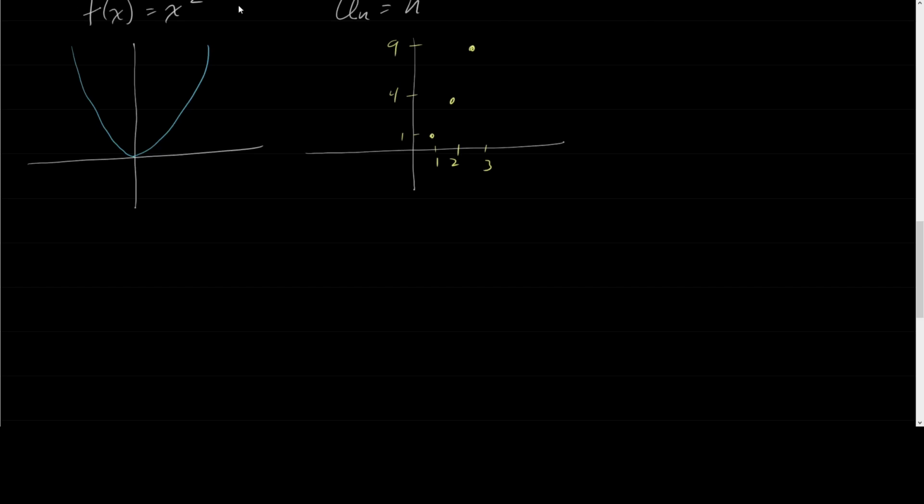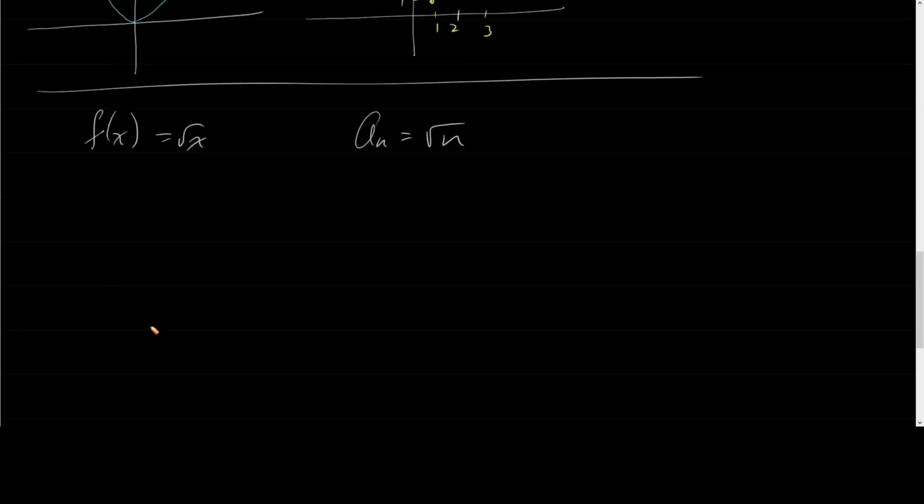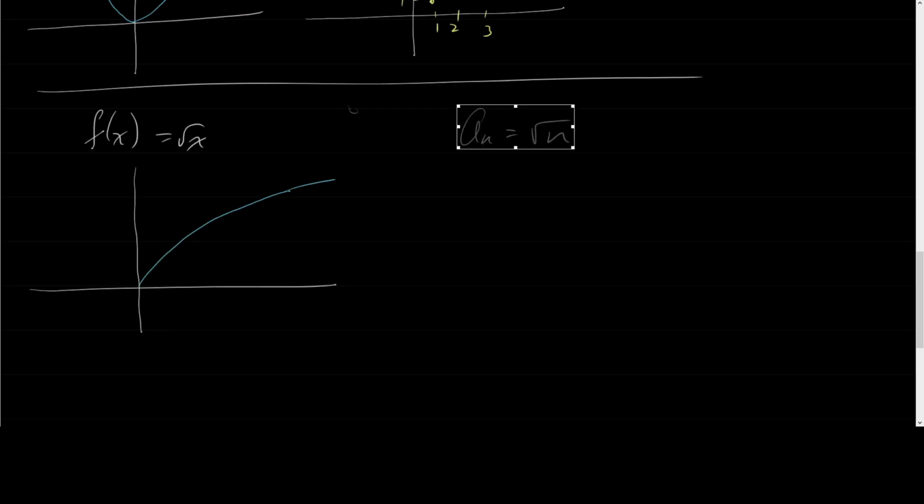Similarly, if I had something like f of x is equal to the square root of x versus a sub n is equal to the square root of n, in here, we already know what this one looks like. It looks like this. But now for a sub n, let's see what that one looks like. That would look like this. So plug in 1, I end up with 1. Plug in 2, I end up with radical 2. Plug in 3, I end up with radical 3.